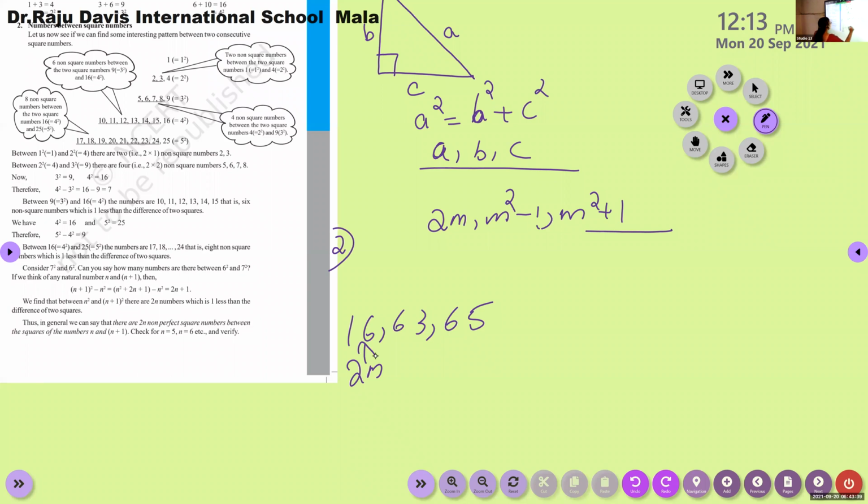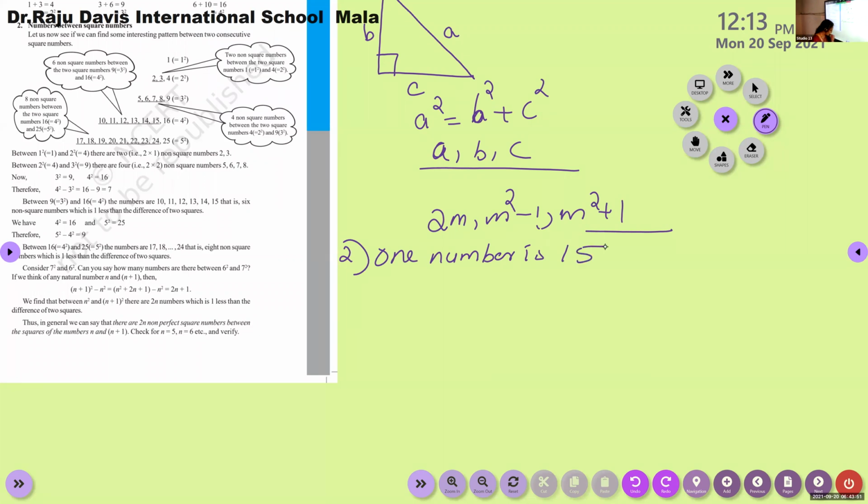So one more question of the same type. Find the Pythagorean triplets if one number is 15. Type your answers through the chat box. Shahan, you're correct.